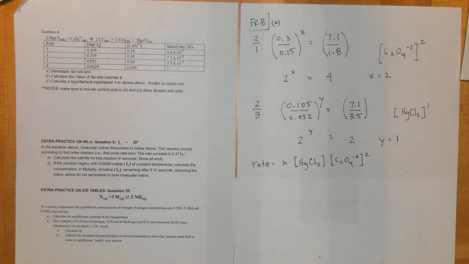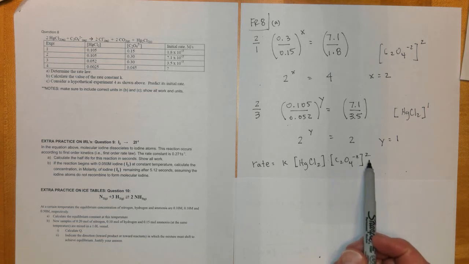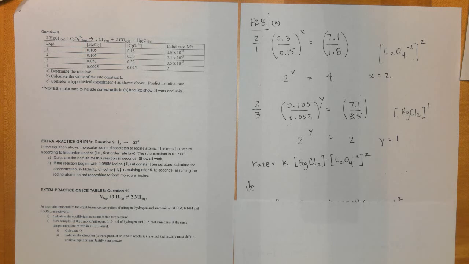So putting it all together, here's the rate law. Rate is equal to K, HgCl to the first power, C2O4 to the second power. Part B, calculate the value of the rate constant K.